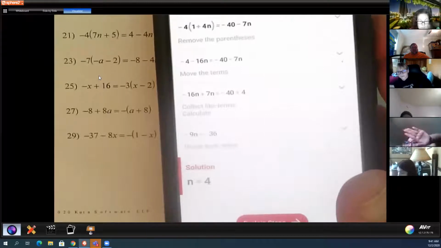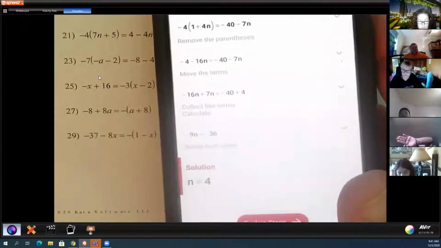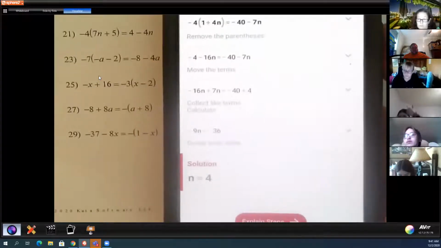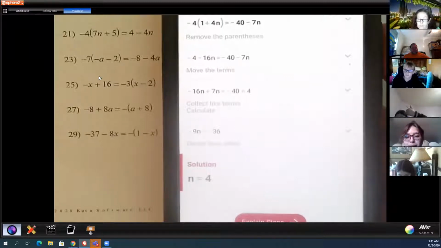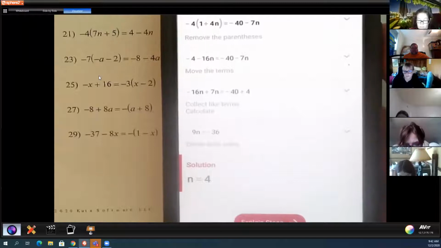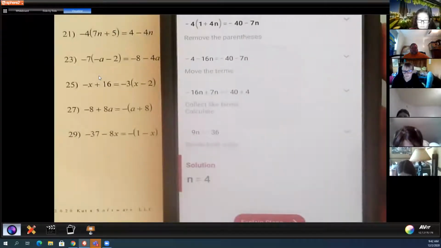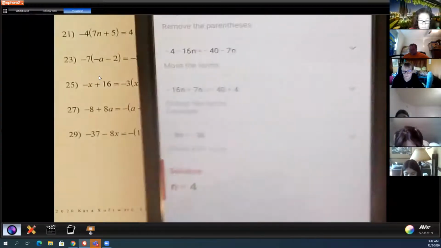So first it says it removes the parentheses, and it does that through multiplication, right? Can you guys see that okay? Then it says it's going to collect like terms. So collecting means basically combining. And you see that I ended up with negative 9n equals negative 36. And finally, when I divide both sides, I get n equals 4. Oh, come on, you stupid phone.